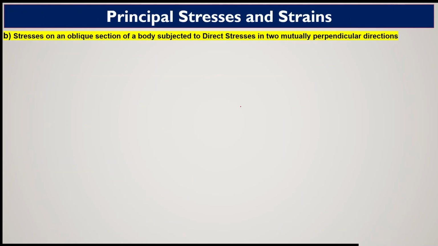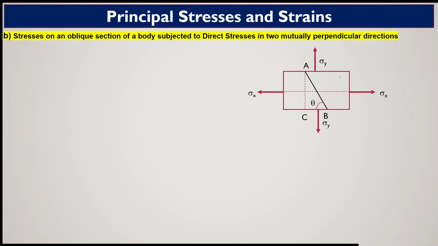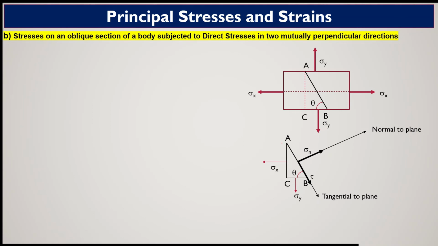Now, stresses on an oblique section of a body subjected to direct stress in two mutually perpendicular directions. From this figure it is very clear. One is sigma x, the other is sigma y. Sigma x is the direct stress along the x direction. Sigma y is the direct stress along the y direction. Again, we have to find out the effect of these two stresses on a plane AB which is at an angle theta along the x direction.